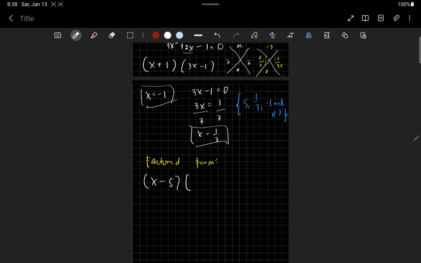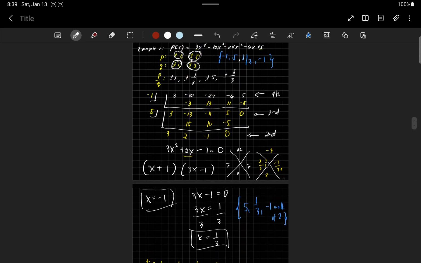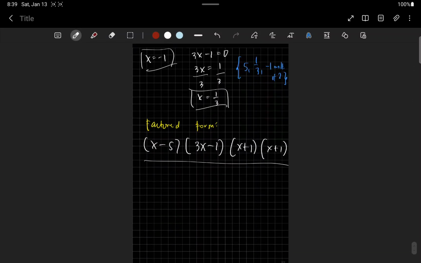Next, 1/3. So, kapag ginawa natin yan ng factored form, that is 3x minus 1. If you have negative 1, that is x plus 1. Since multiplicity of 2 siya, so dalawang x plus 1. So, ito na yung ating factored form. Nakuha ba? Okay, I will give you another example kung hindi pa rin na-gets yung part na to. Let's proceed with the example number 2.